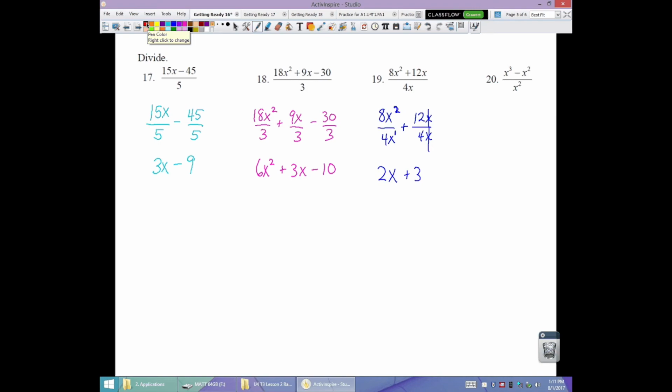And last problem, number 20. Again, we're going to result in two fractions. We have x to the third over x squared minus x squared over x squared. Now, again, using the laws of exponents, subtract these. 3 minus 2 is 1, so x to the first. Now, x squared over x squared, they do cancel, but that does not mean that term is gone. When you are canceling top and bottom on a fraction, if everything is canceled out, the result is 1. So x minus 1.